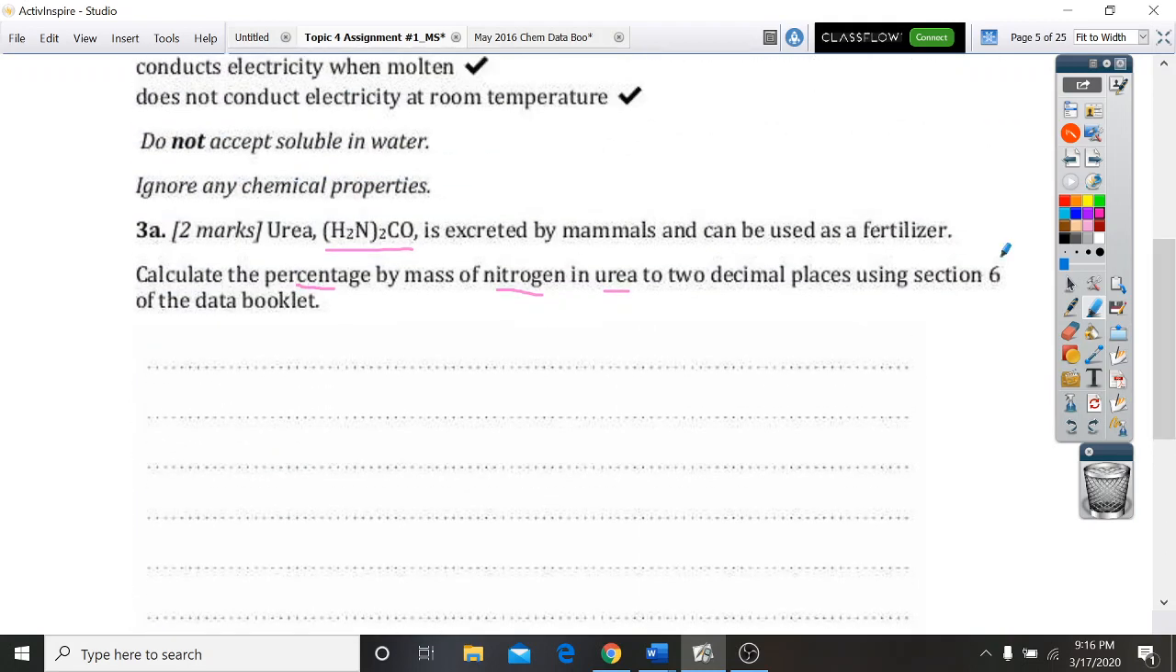46.65%. They did also say here, urea excreted by mammals, it's in our urine, is also used partially as fertilizer. Do you know what part of the urea is most important for fertilizer?